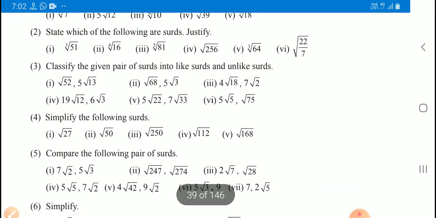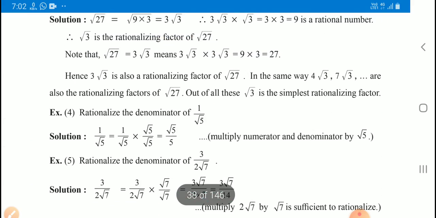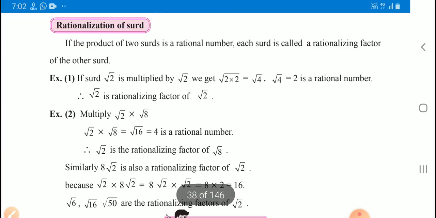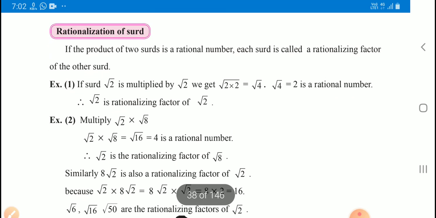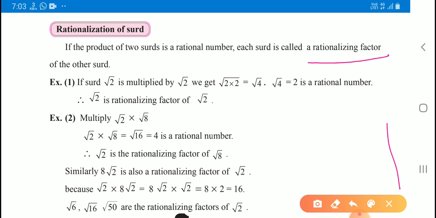Now we'll see the next point, that is rationalizing the denominator. Okay, now they have given here rationalization of surds, and rationalizing denominators. The next point is there. So we will see first how to rationalize the surd. Look here, if the product of two surds is a rational number, we had seen one example above. In that the product of two numbers was a rational number. Each surd is called a rationalizing factor of the other surd.